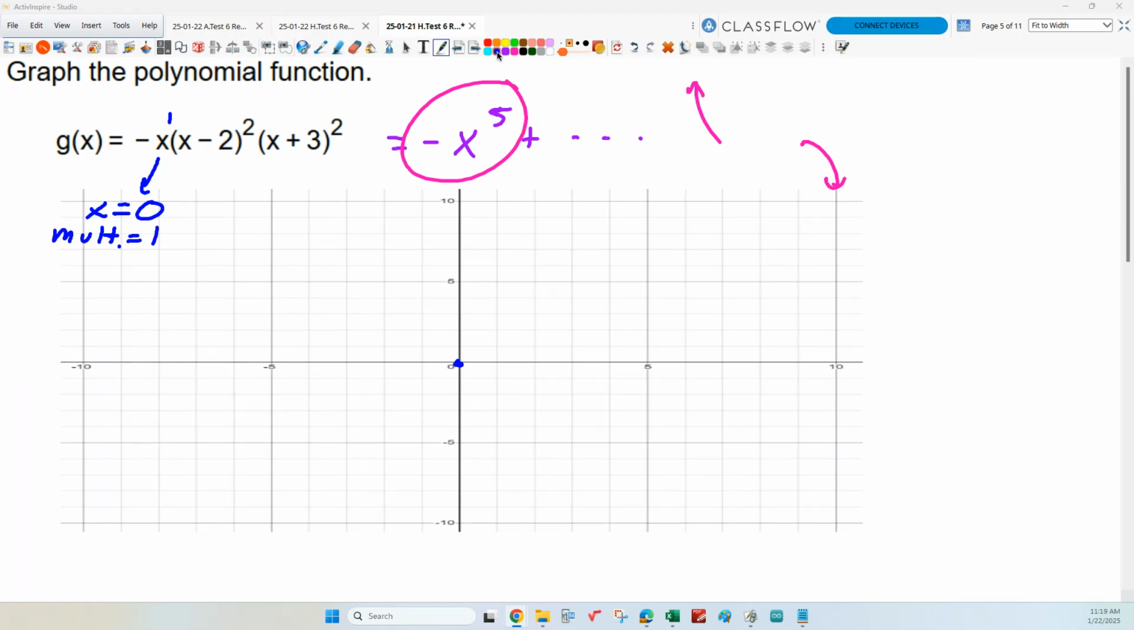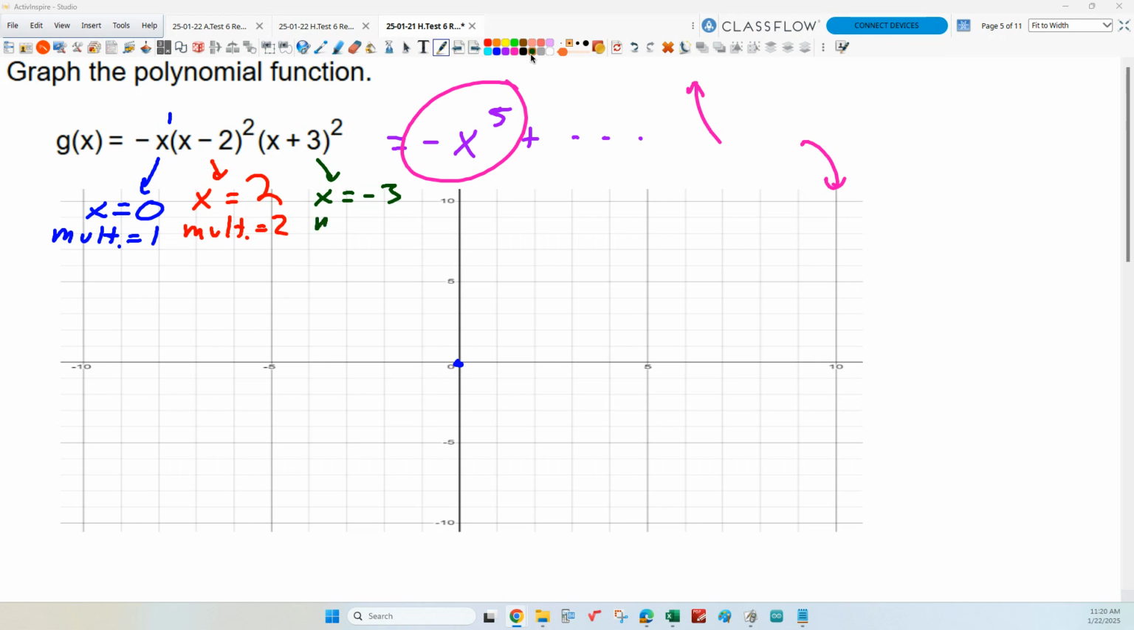Cut like a line. Okay, how about this guy? What's its x-intercept? When does x minus 2 equal 0? 2. What's the multiplicity? So what's it do? Bounce. Good. And then finally, how about that one?